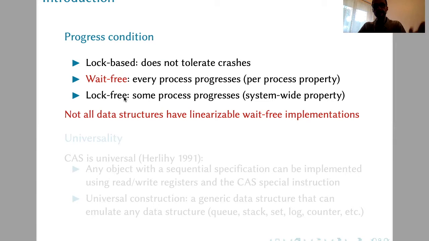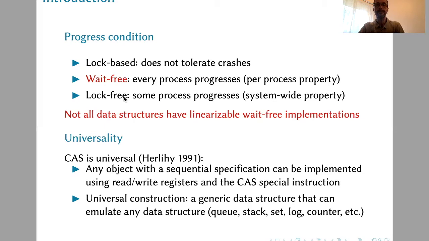If we consider wait-free computing or lock-free computing, unfortunately, not all data structures can be implemented if we have crashes and asynchrony. This is why Maurice Herlihy introduced in 1991 the concept of universality. He proved that compare-and-swap is universal in the sense that using only read and write operations on registers and compare-and-swap hardware instructions, one can implement any object that has a sequential specification.